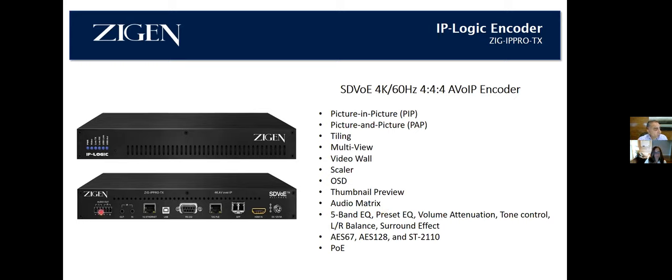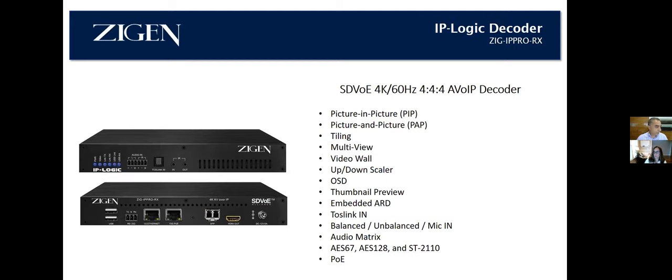But each one of these outputs comes with 5-band EQ presets, volume attenuation, tone control, left-right balance, and surround sound effect enhancement. So you could actually go into the Zignet and configure all that. And I'll show you that in a minute when we jump into our slides or the graphs from other screens. This is going to be our decoder.